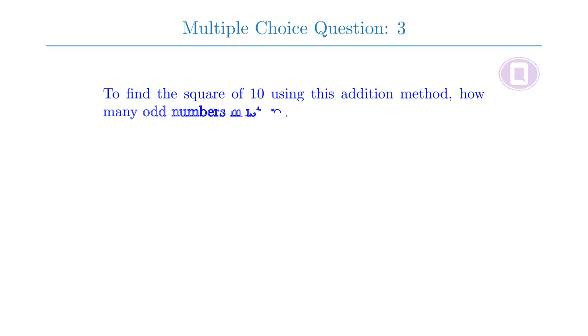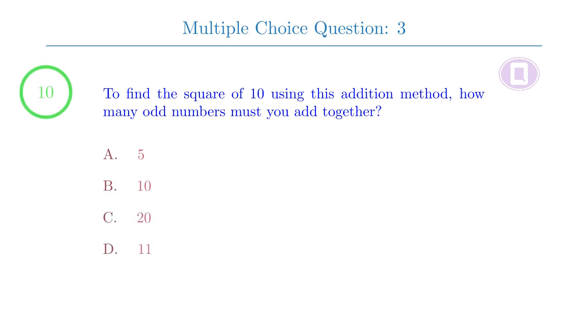Now, let's see how this method works for larger square numbers. To find the square of 10 using this addition method, how many odd numbers must you add together? Option A, 5. Option B, 10. Option C, 20. Option D, 11. The correct answer is option B. To find the square of n, you must add the first n odd numbers.